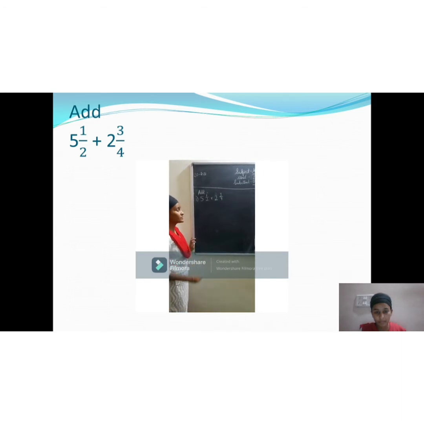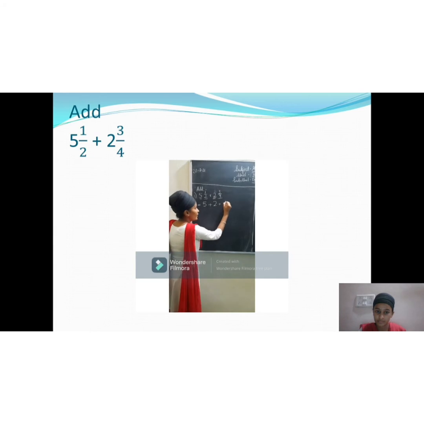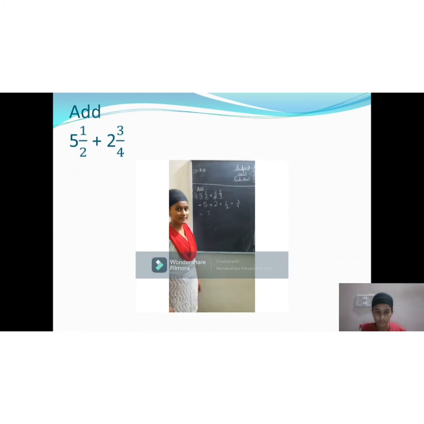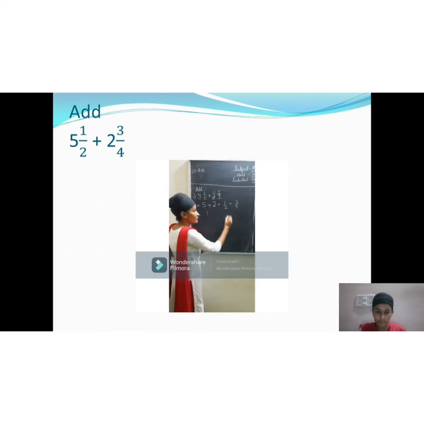So first you will write the whole numbers together. Which are the two whole numbers, 5 and 2? So 5 plus 2. Now what is remaining? The fractional part, that is 1 upon 2 and 3 upon 4. So you will write 1 upon 2 plus 3 upon 4. Now 5 plus 2 is 7. Now see, these two are which fractions, students? The denominators are not equal, so they are unlike fractions, right? Very good, they are not like.